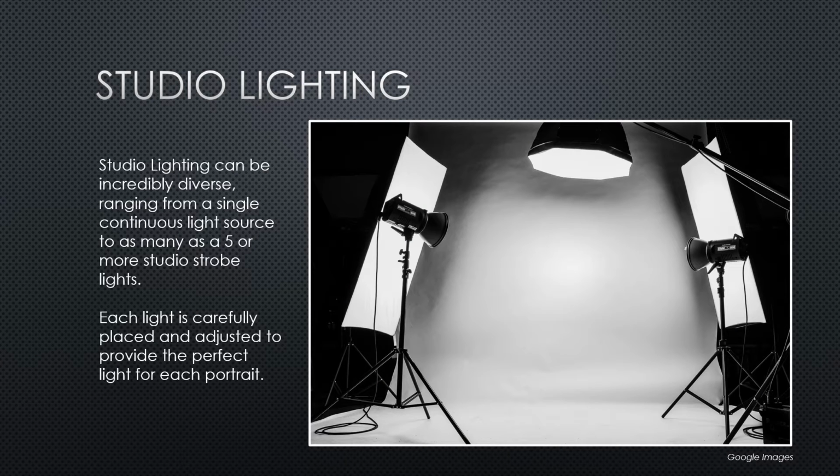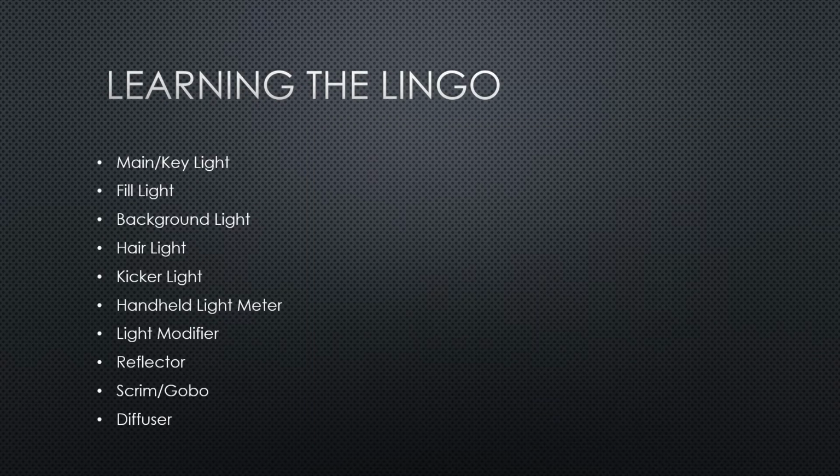Studio lighting can be incredibly diverse, ranging from a single continuous light source to as many as 5 or more studio strobe lights. In this video, we'll talk about different lights typically found in a photo studio, as well as some of the basic lighting patterns, whether you're using one light or many lights. Each light source will be carefully placed, modified, and adjusted to provide the perfect light to fit your need.